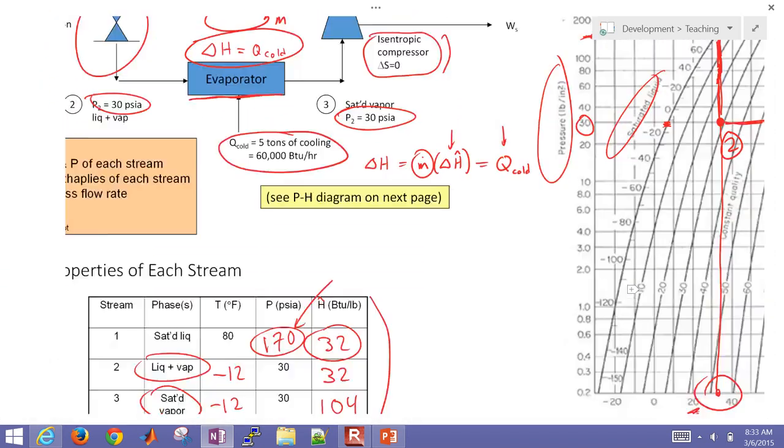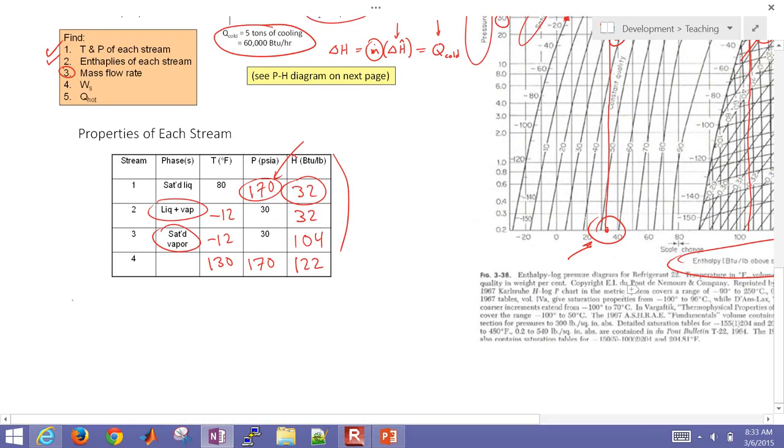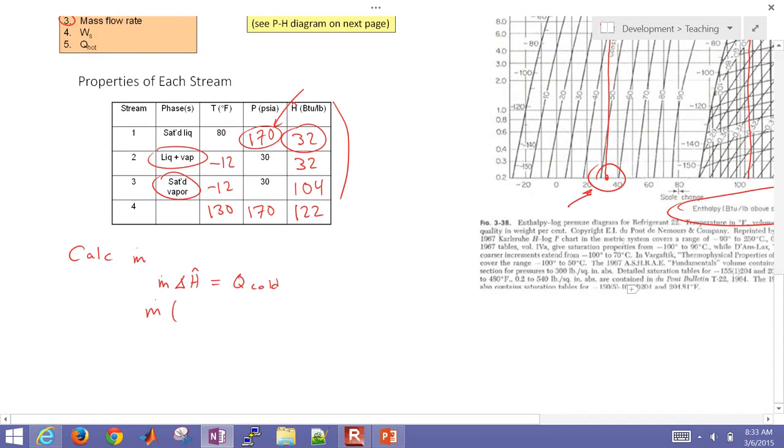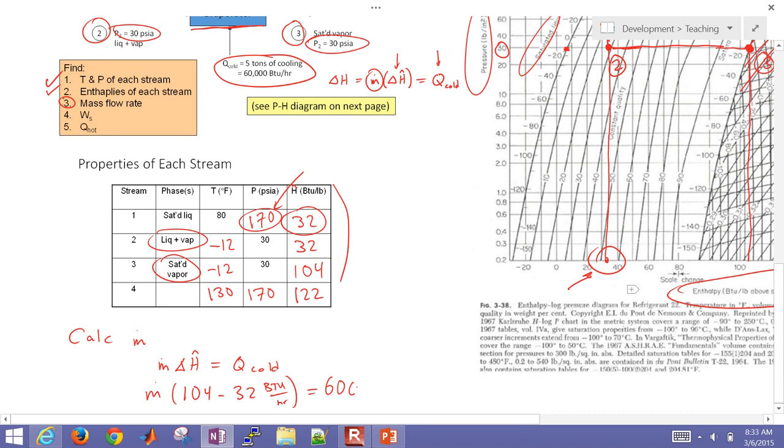Okay, so let's just zoom out here just a little bit. Okay, so we'll go ahead and calculate the mass flow rate of how much is circulating around, and so that is going to be delta H. So I'll just write this out: m dot delta H equals Q cold. Okay, so m dot times, okay, now we've got to look at the difference between 3 and 2. So that's going to be 104 minus 32, and that's BTUs per hour. Okay, equals, and then we had 60,000 BTUs per hour.